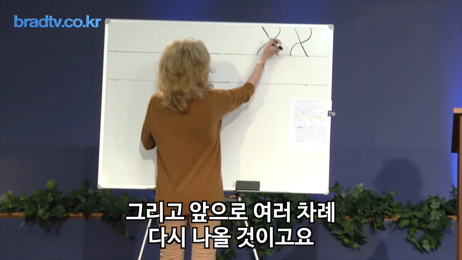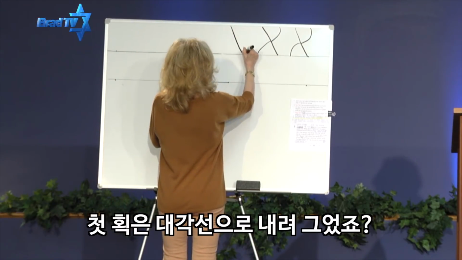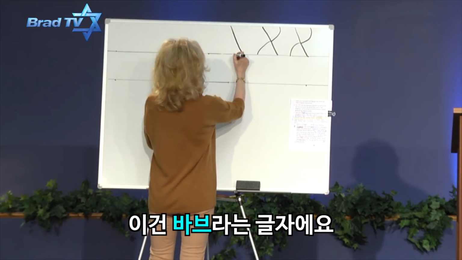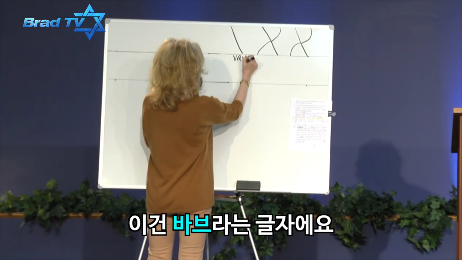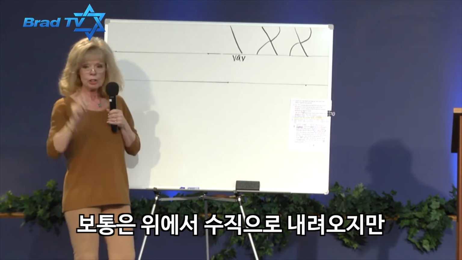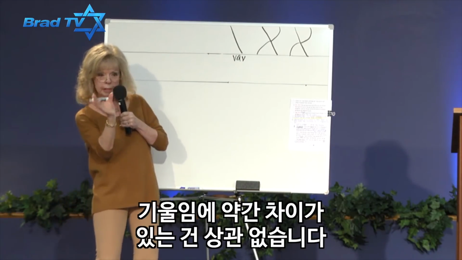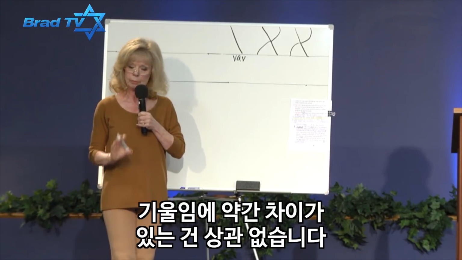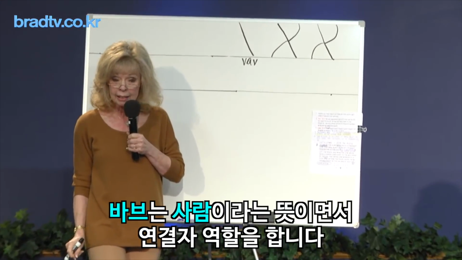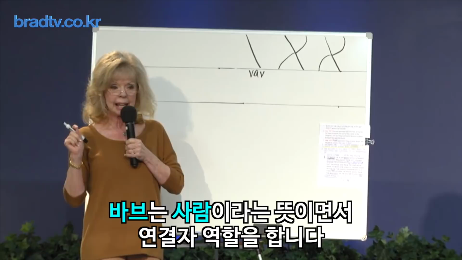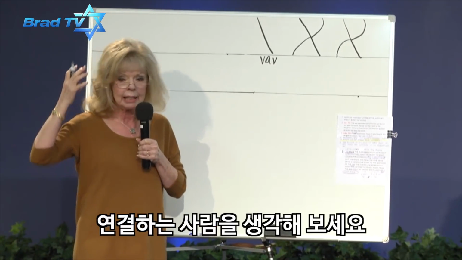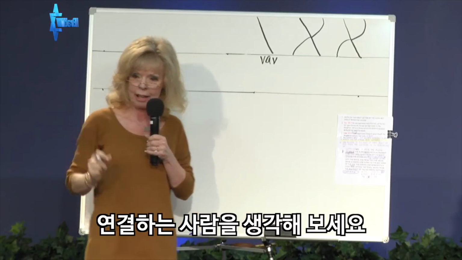Okay, so the first letter was the straight slanted letter. And in this case, this is the Vav, which is normally straight down. It's usually up and down, but they change positions, and sometimes they curve a little, but that's okay. A Vav means man, and a Vav is a connector. So get in your minds the idea of a connecting man, okay?